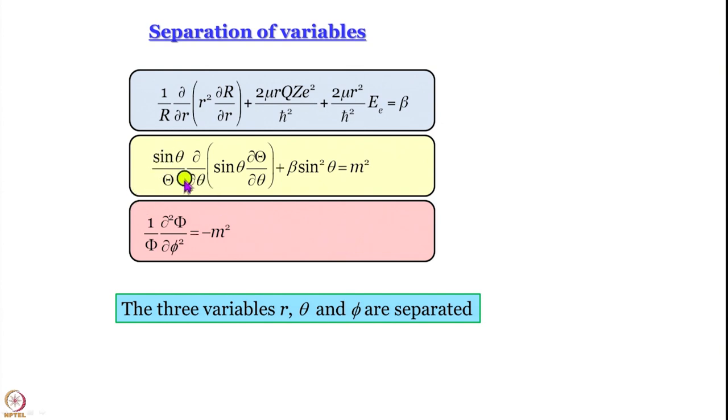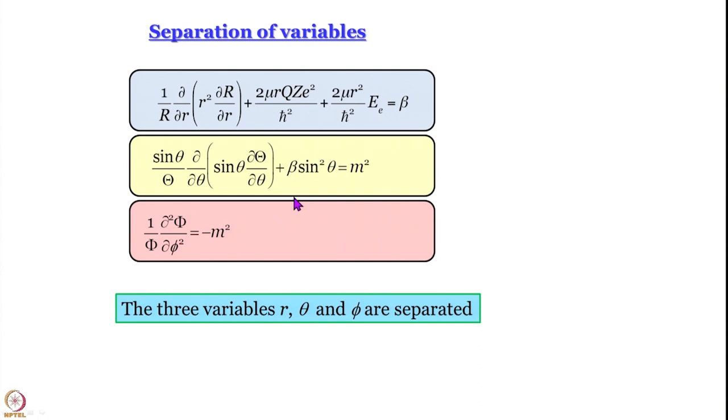The theta part is sin theta by capital Theta, where capital Theta is the theta dependent part of the wave function, del del theta of sin theta del capital Theta del theta. And again, this del is not really required anymore, might as well write d, because there is nothing other than theta in this entire equation. So, d d theta of sin theta d capital Theta d theta plus beta sin square theta is equal to m square. So, this is the theta dependent part, only theta terms are there, nothing else, and the phi dependent part is very, very simple, 1 by capital Phi d 2 capital Phi d phi 2 is equal to minus m square. Thus, the three variables r, theta and phi are separated from each other.